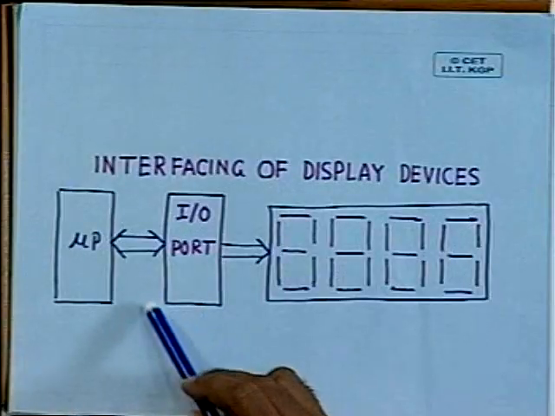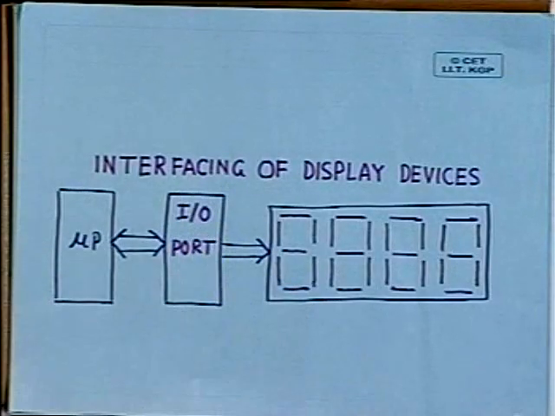Viewers, in the last lecture, we have discussed the interfacing of most popular input devices, the switches and keyboard. Today, we shall discuss the interfacing of the most popular output devices. As I have mentioned, the response of the microprocessor has to be conveyed to the user, and light emitting diodes or LEDs are the most commonly used device for that purpose. So, we shall discuss today the interfacing of light emitting diodes. Obviously, it has to be done through input output ports.